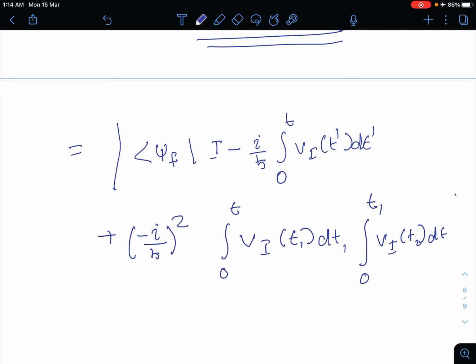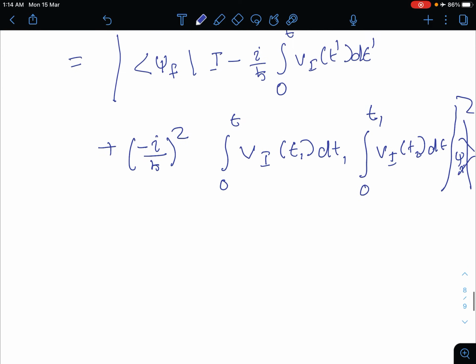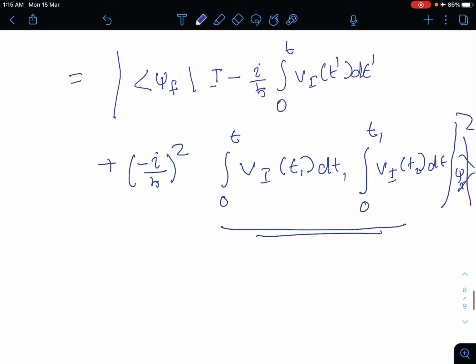Psi I whole square. So let's put that. Now you have a problem here. What is this? It simply says first I transfer some from one. So what is the meaning of this?